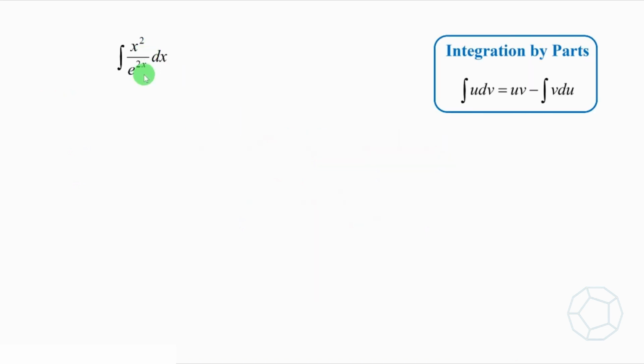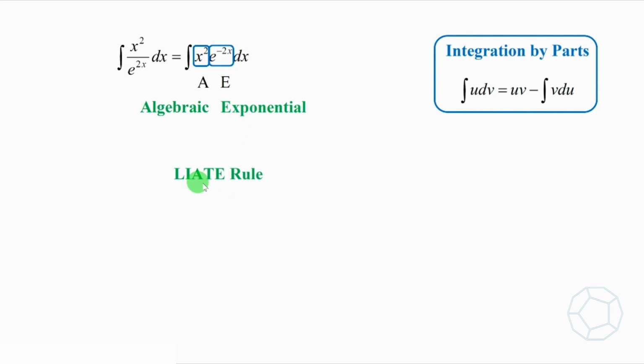Integrate x squared over e to the power of 2x dx. Let's change the integrand into x squared times e to the power of negative 2x. For these two terms, let's absorb one of them into the differential. Because x squared is algebraic function a, e to the power of negative 2x is exponential function e. By the last rule, a is in front of e. So a is u and e is dv.